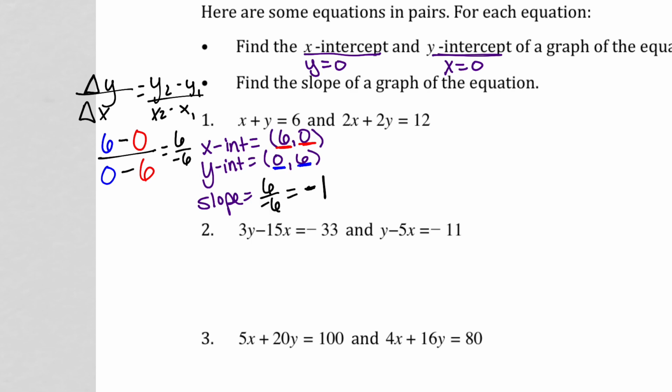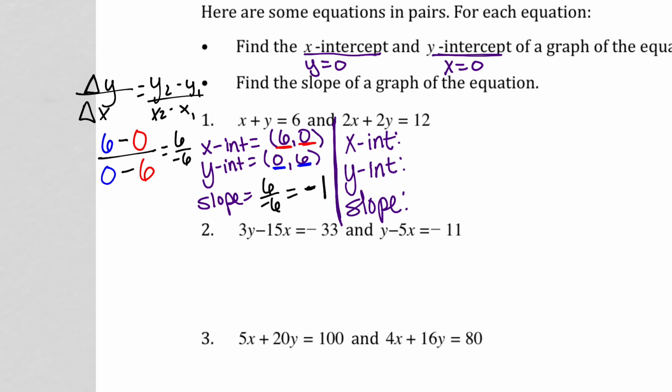So we have the first equation done. Let's look at the other one. Let's do the x-intercept, y-intercept, and slope. How do I find my x-intercept? When you find the x-intercept, do you have to solve the equation? All you have to do is plug in y equals 0 and solve for the x.